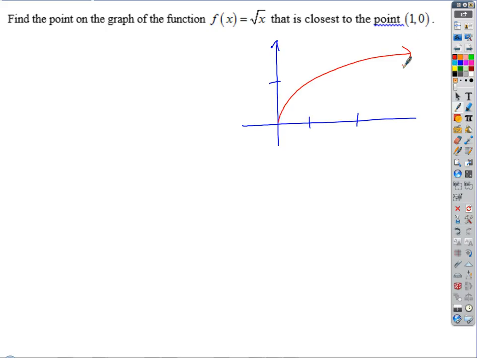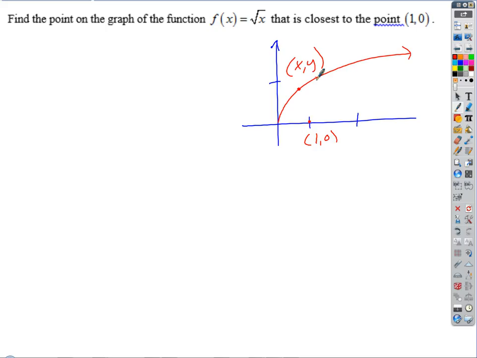Let me see your drawing. At least my drawing is correct. The point is at 1, 0, and we're trying to find the nearest point on the function to that point. Not a big deal. How would we do this? We're just going to set up a distance formula. We have the graph, so let's use it. That point has coordinates 1, 0. Somewhere up here we're going to have a point with coordinates, call it x, y. So what's the distance between x, y and 1, 0?